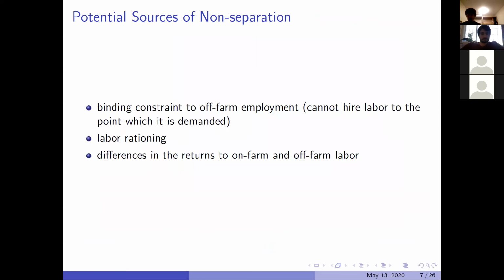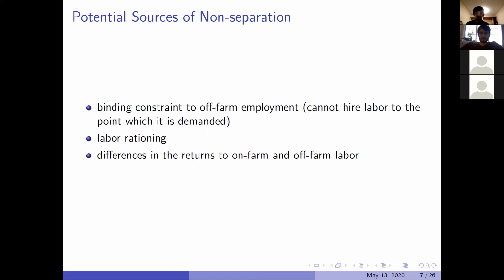Okay, so we have three potential sources of non-separation. Meaning, if we are seeing that the characteristics of the household are not separable from the characteristics of the farm or the plot, what would be the potential sources of that?